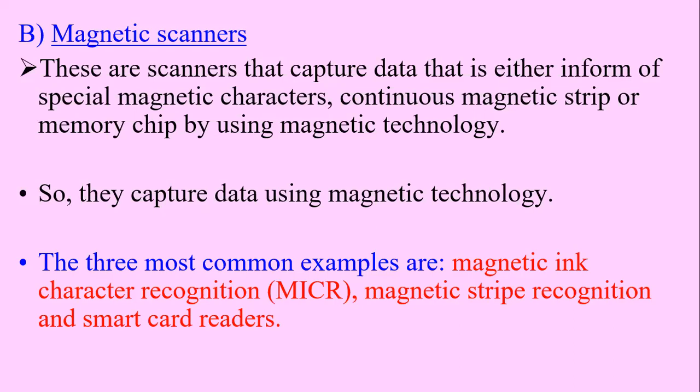The 2nd category of scanners are the magnetic scanners. These are scanners that capture data that is either in form of special magnetic characters, continuous magnetic strip, or memory chip by using magnetic technology. They therefore capture data using magnetic technology. The 3 most common examples of such scanners include magnetic ink character recognition, abbreviated as MICR, magnetic stripe recognition, and smart card readers.